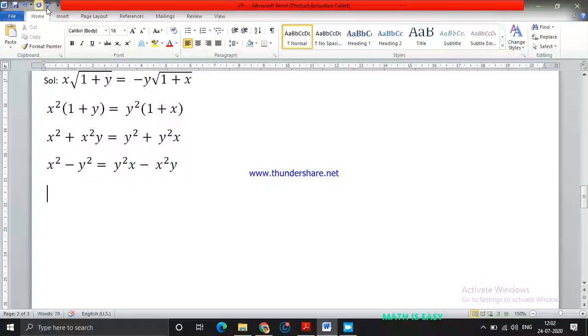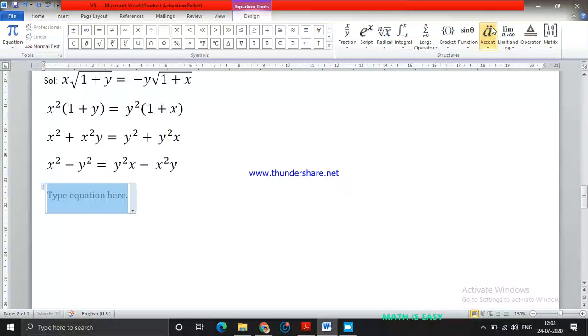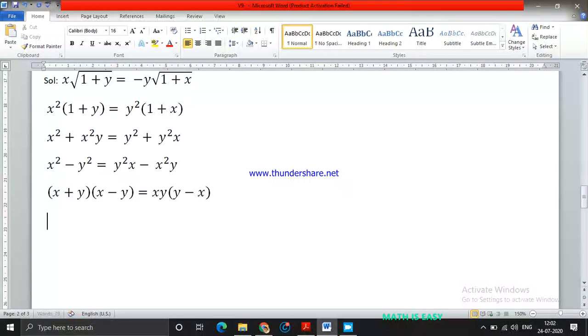So next step what you can do here is, a square minus b square. What is the formula of a square minus b square? a plus b into a minus b equals to, from the right hand side term you can take xy common. If I take xy common, what you left out? y minus x. Okay, if I take xy common, we left out with y minus x.